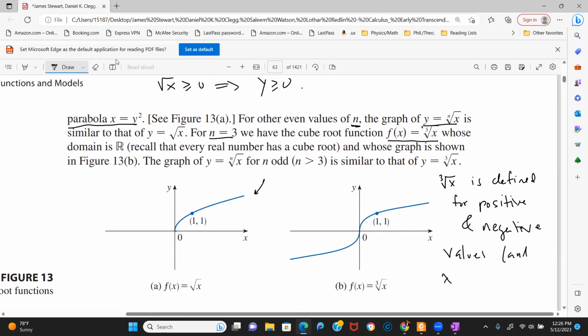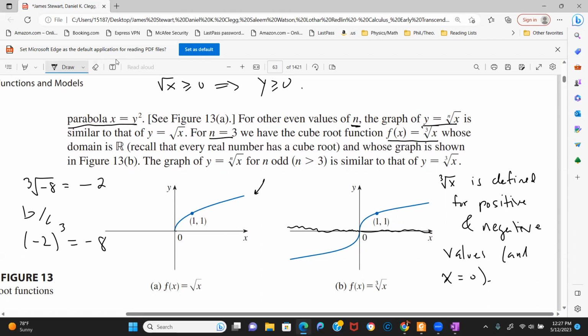And x equals 0, of course. You can plug in 0. So that's why when you take this cube root of x, it's defined on the positive x-axis and the negative x-axis. So for example, the cube root of -8 is going to be -2. That's because when you take -2 and raise it to the third power, you get -8. That's how this root function is defined.